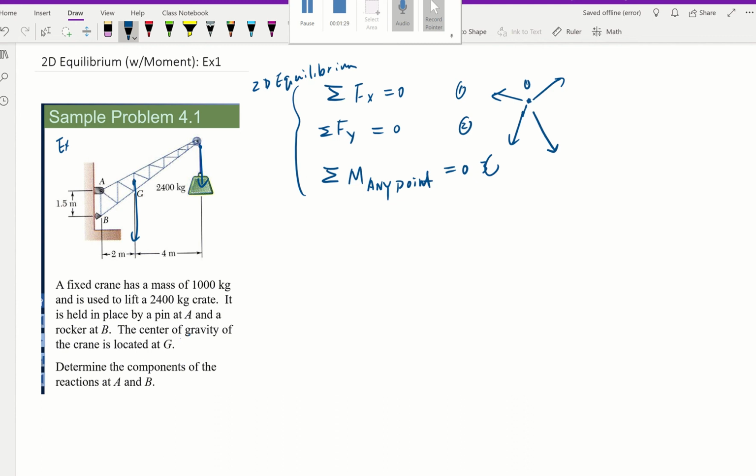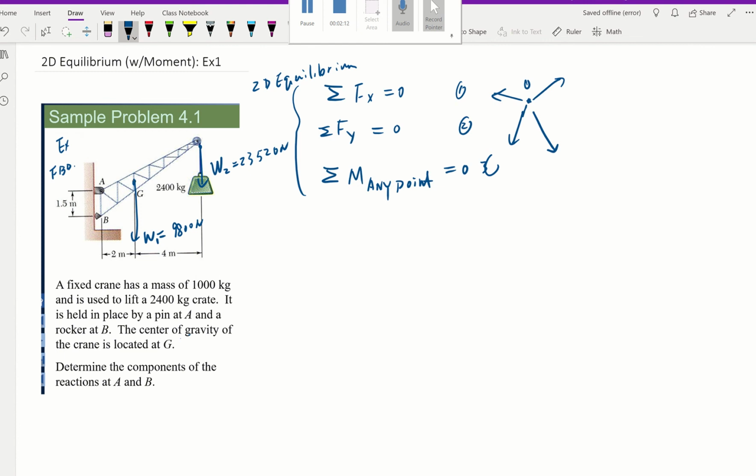All right, so we're going to use this example. First step is we're going to draw our FBD. They said that this fixed crane has a mass of 1,000 kilograms. So in that situation, our weight is going to be 1,000 times 9.8, that's 9,800 Newton. They use it to lift this 2,400 kilogram crate. So we're going to call this W1, and this will be W2. Put in the calculator 2,400 times 9.8, and that will give us 23,520 Newton.